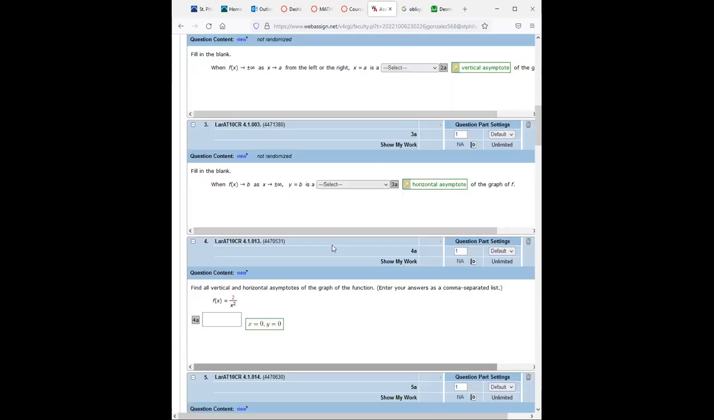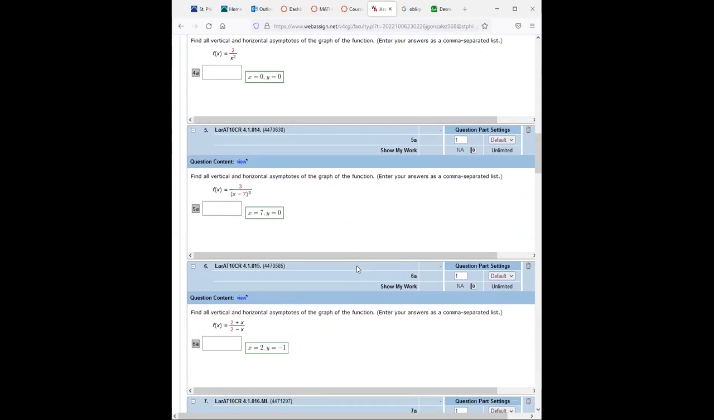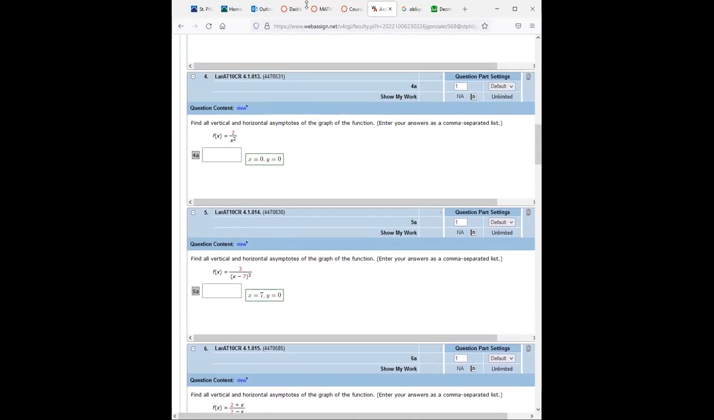Okay, so here's the homework. The questions start here. The first few are theory. It says find all vertical and horizontal asymptotes. So look at your problem. What is the degree of the top?